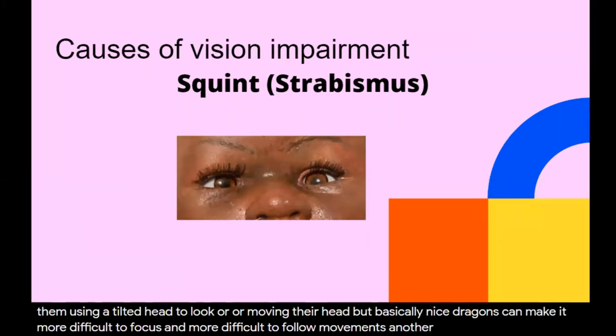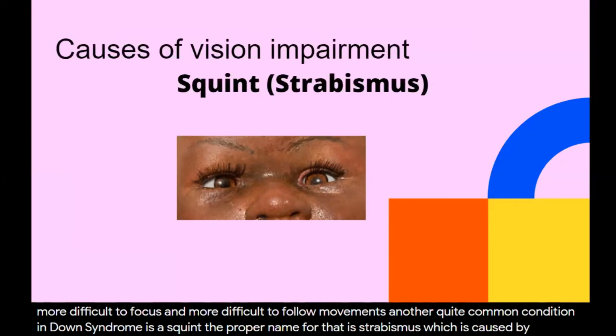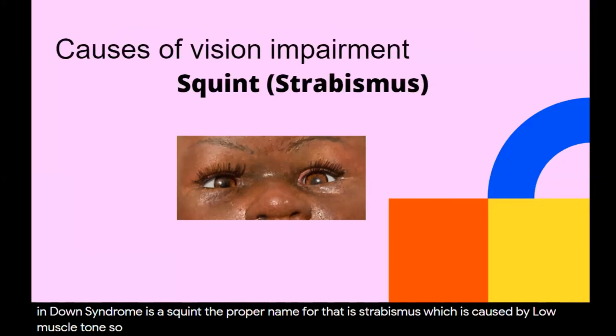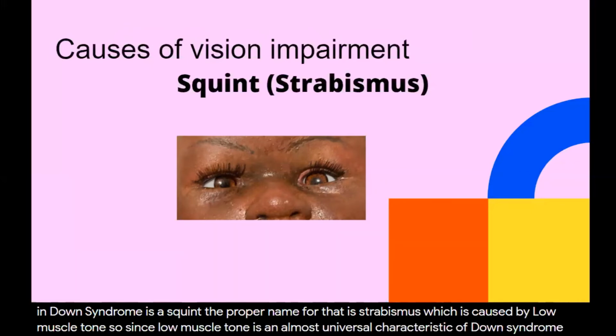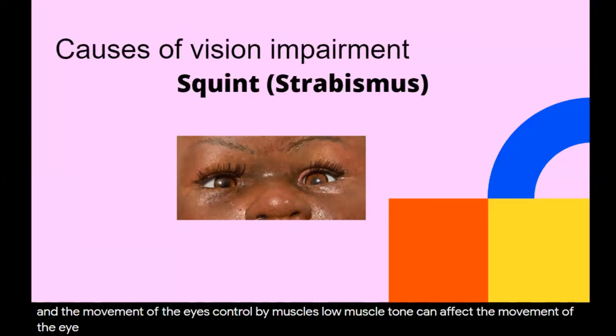Another quite common condition in Down syndrome is a squint. The proper name for that is strabismus, which is basically caused by low muscle tone. Since low muscle tone is an almost universal characteristic of Down syndrome, and the movement of the eye is controlled by muscles, low muscle tone can affect the movement of the eyes.